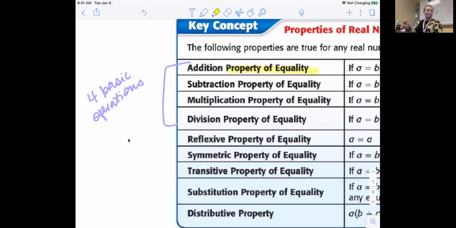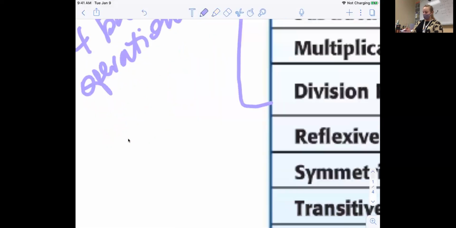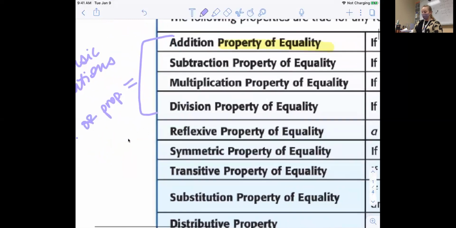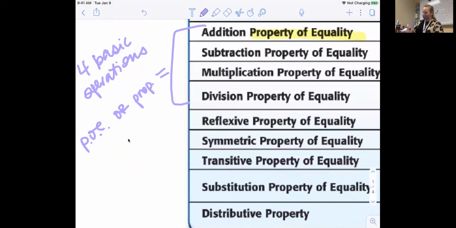Now, I don't need you spending your whole sophomore year writing property of equality over and over. So what you can do is simplify it. You can either write POE, property of equality, or what I tend to write is PROP, prop, and then an equal sign. In the next few days, we're going to learn about property of congruence, and that's different than property of equality. So I need you to be able to show me that you know which one I'm talking about. Okay? So those first 4 are just our basic operations.